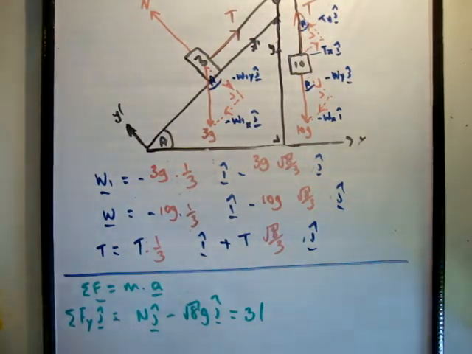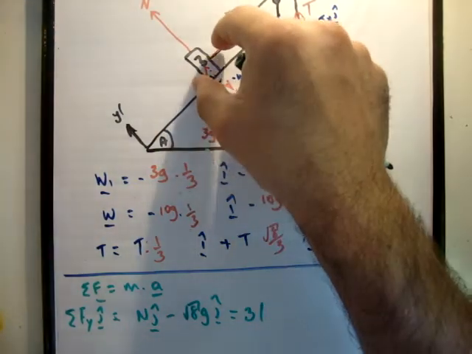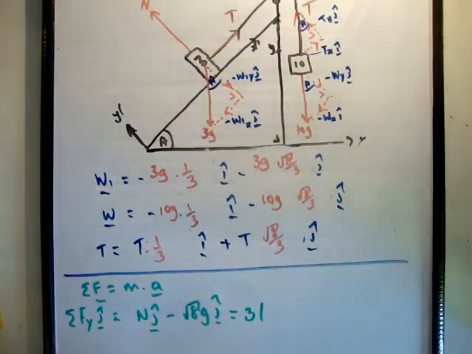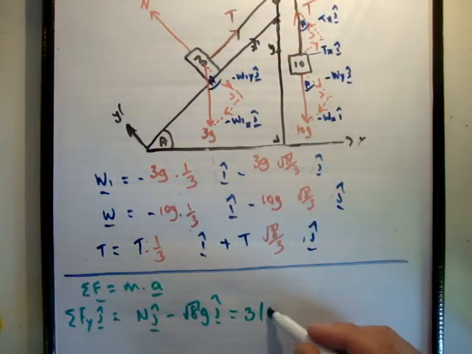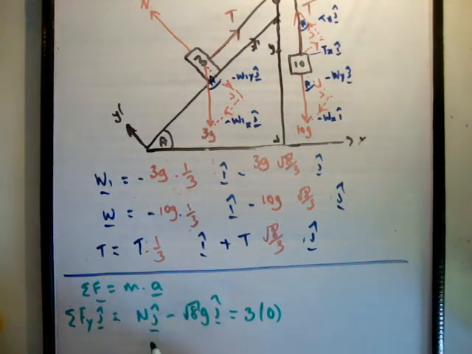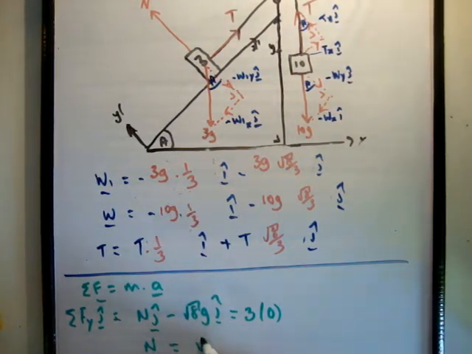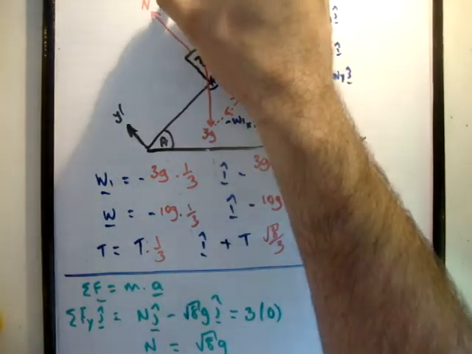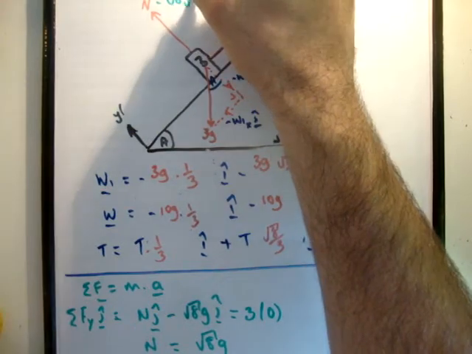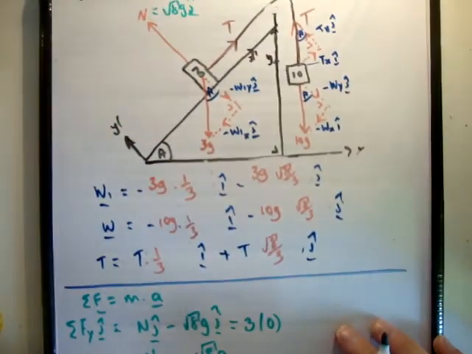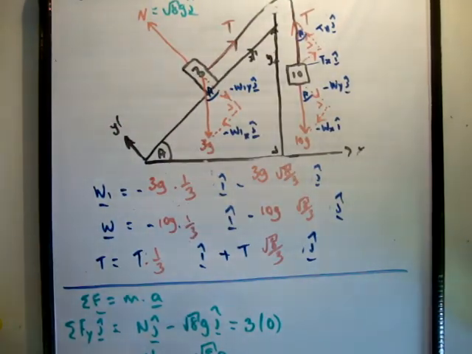Now we know, of course, that this block isn't going to lift off the x axis or the x prime axis, so there's no acceleration in that direction. So you know that the normal vector is root 8 times g. Root 8 times g. So we can say this is equal to root 8 g j hat, like so. That's pretty straightforward.